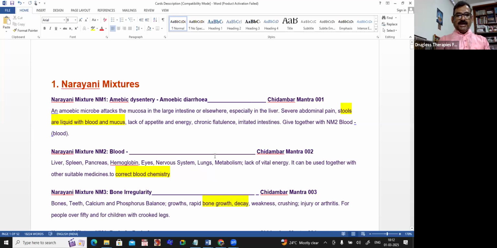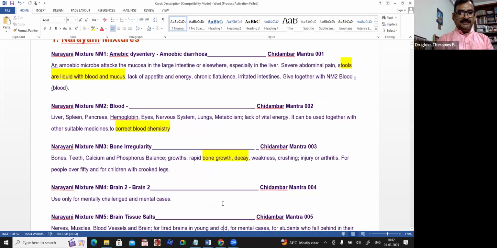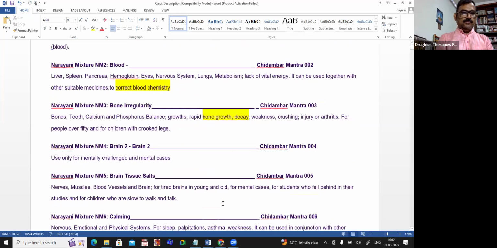Bone eye is for bone growth and decay, a common language: growth, extra growth anywhere in the body, or the decay. So, what is the brain 2? Mentally challenged. Nowadays we don't say mentally retarded, we say mentally challenged. So, brain 2 is used for mentally challenged children or persons.